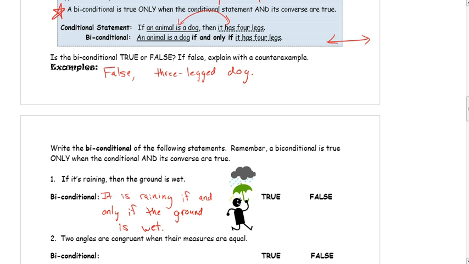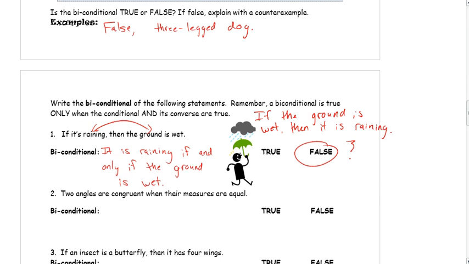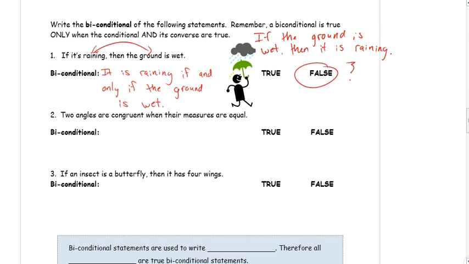Okay, so we have to think about this one. And it's not always easy to do. So a good way to think about this, remember we need the converse to be true as well. So if you write the converse, if you flip these two and say if the ground is wet, then it is raining. Okay, is that true? Well, we set up earlier that there could be either a bucket spill, there could be a hose, all those things. So no, this is false. The converse is not true, it's false, so the whole thing becomes false.